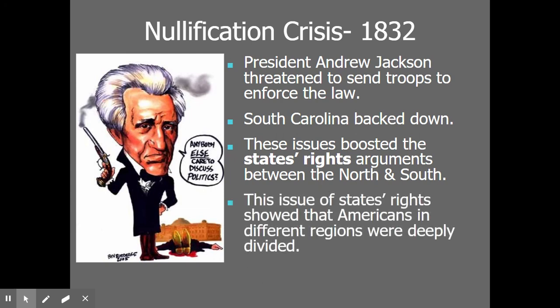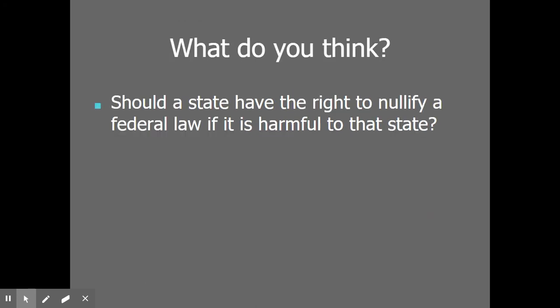But all of these issues boost that states' rights argument between the North and the South, where the South felt like the states really should have the final say as to whether they followed federal law, especially if those laws did not benefit them. And this is, again, an example of the deep divisions between different regions in the United States.